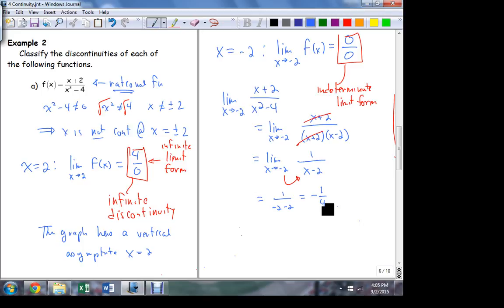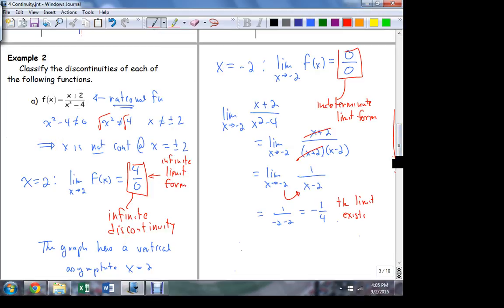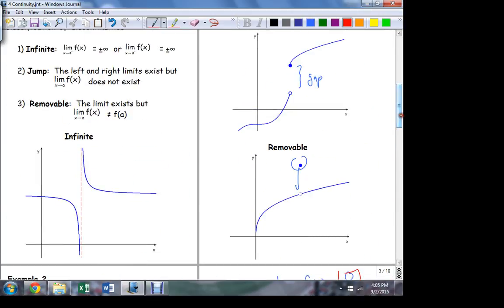Okay. So the most important result here, the limit exists. So, what kind of discontinuity is this? The limit exists, but it's not equal to the function value. In fact, the function's not even defined. So, it can't be equal to anything.